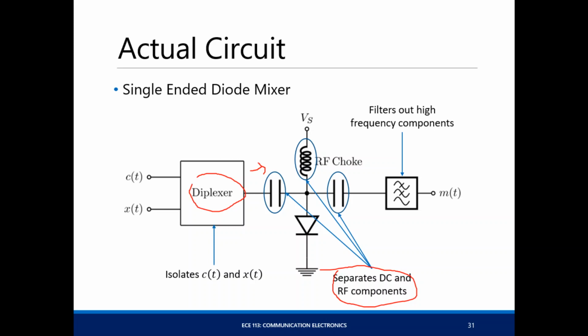An inductor is short in DC, so it will bias your diode, but is open in RF. And finally, your low-pass filter will filter out high-frequency components. You get your message signal. So this is actually a down converter circuit.